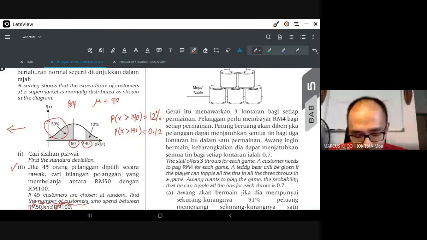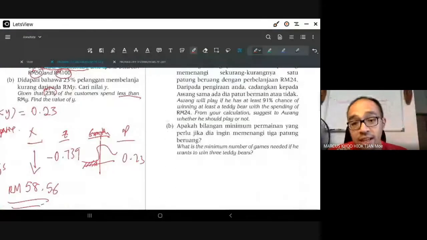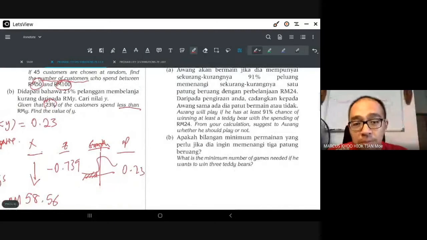So this is obviously a binomial situation. It's a very good binomial situation. Awang will play if he has at least a 91% chance of winning at least a teddy bear with the spending of 24. From your calculation, suggest to Awang whether he should play or not.